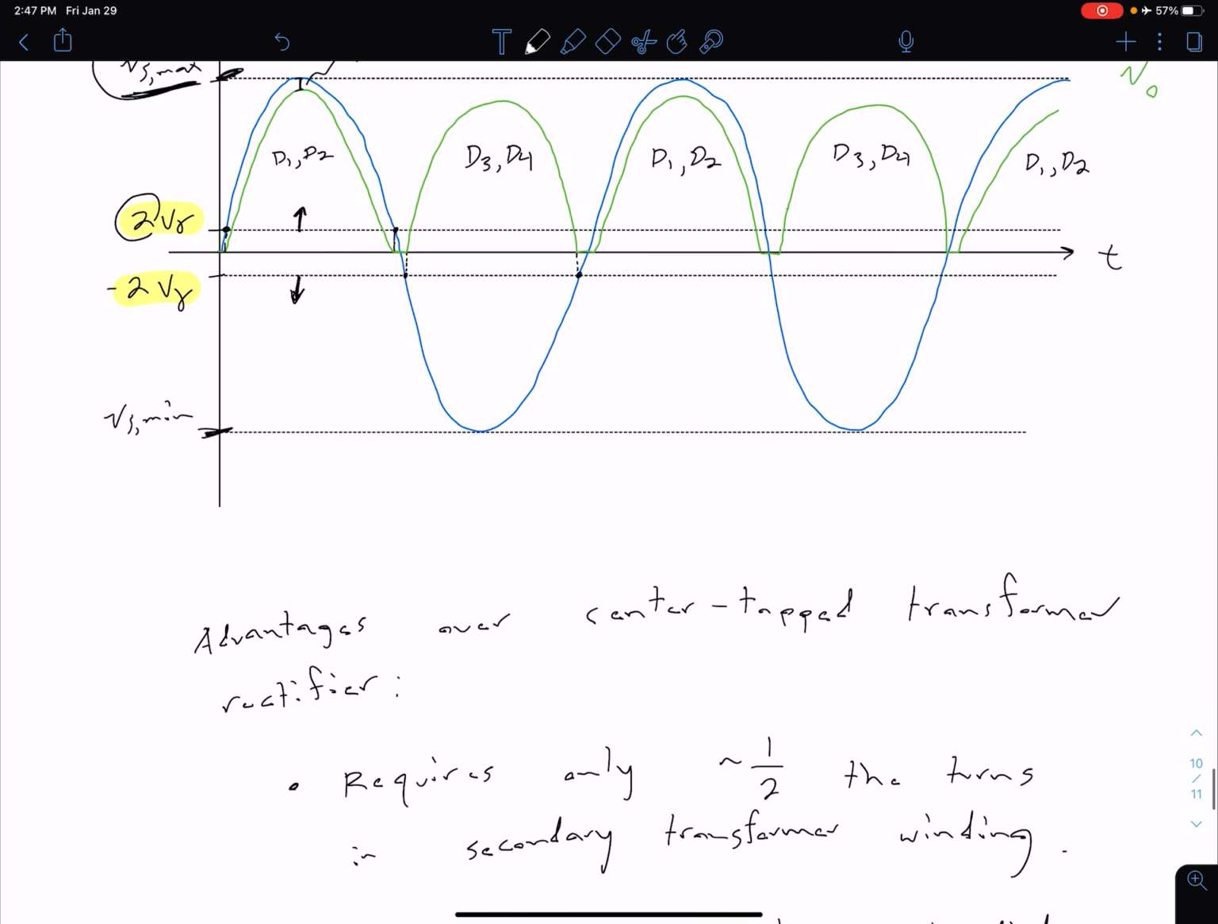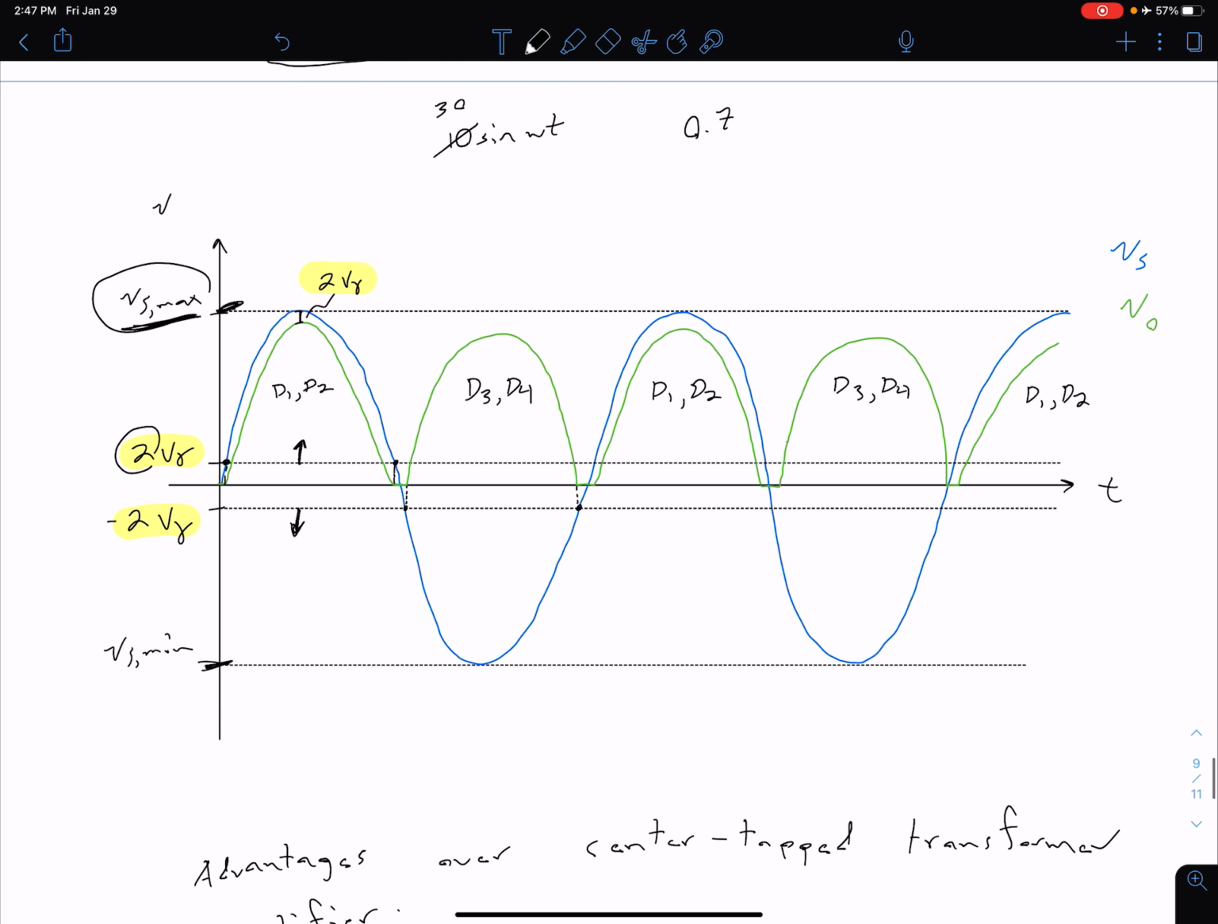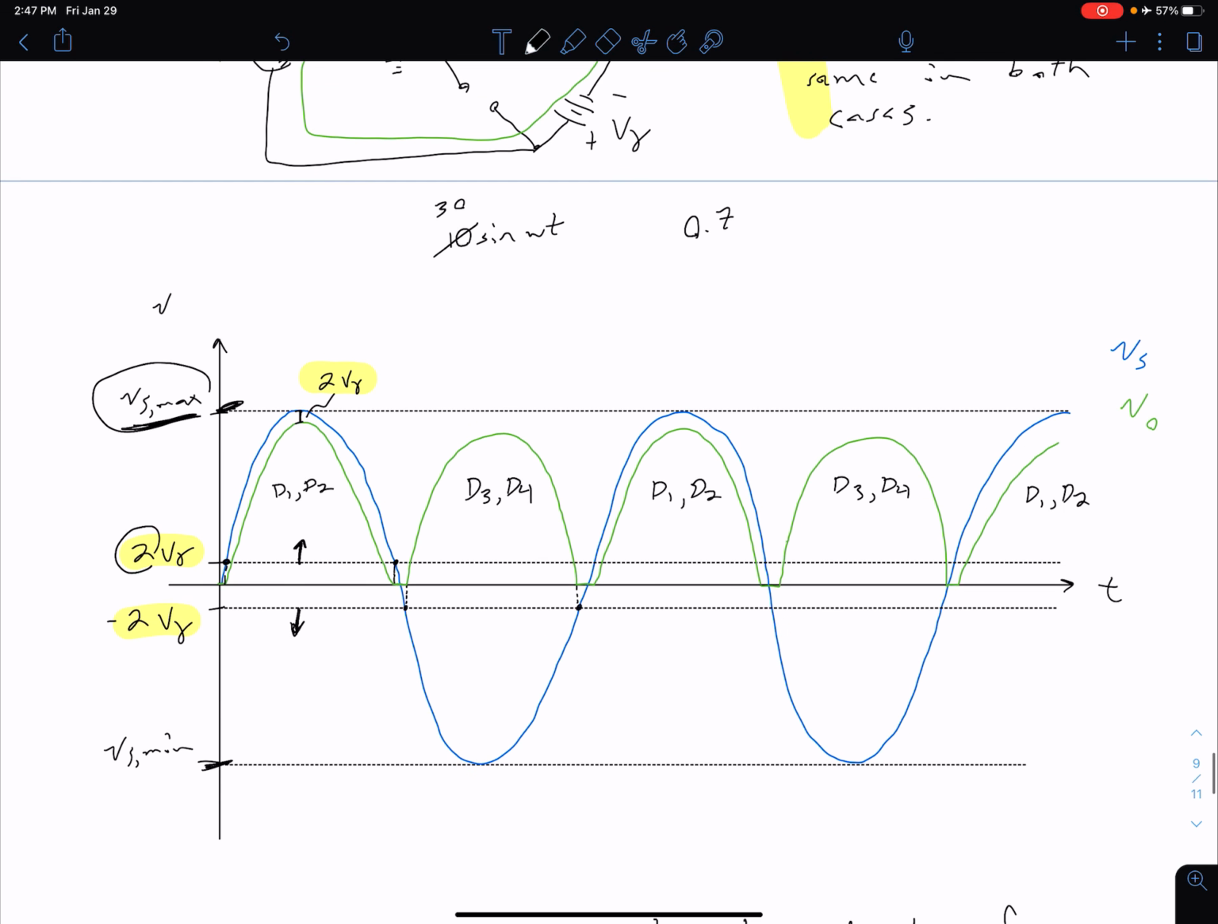What we're going to do in the next video is come back and briefly talk about how we can take all of these waveforms that we've looked at so far, in this case this green waveform shown here, and make it a little more conducive to something that needs a constant DC voltage.